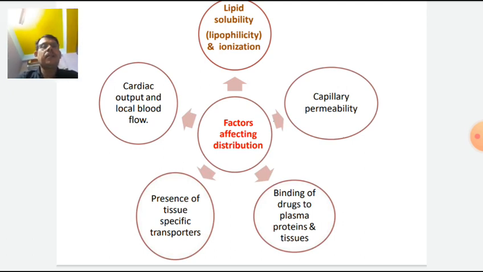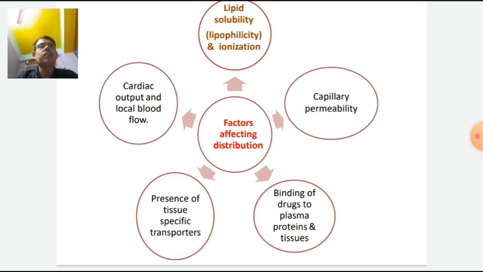Presence of tissue-specific transport. All drugs cannot be equally distributed throughout the tissues. Generally, drugs are distributed unequally, to specific tissues. Some drugs are specific, like chloroquine, which is maximally distributed in the liver, and other drugs like dopamine, which is distributed in the brain. Different drugs go to different tissues.